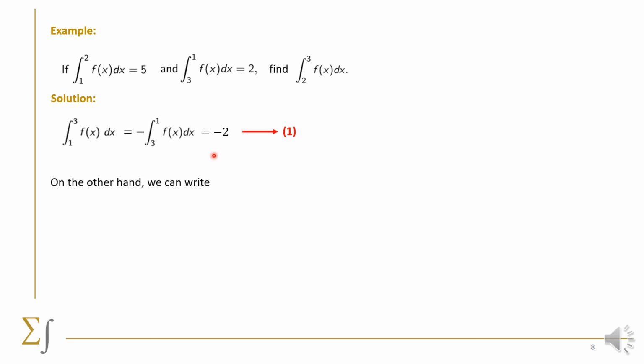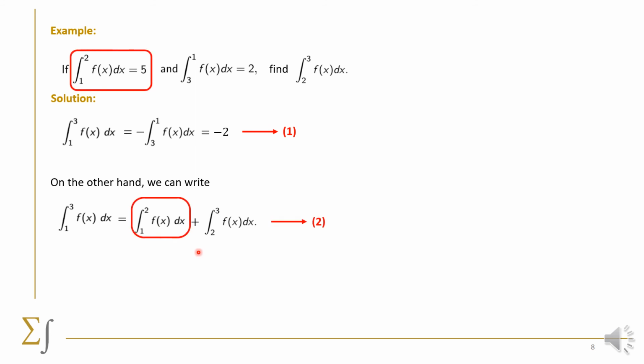On the other hand, we can write this integral from 1 to 3 of f of x as the sum of two integrals: the definite integral of f of x from 1 to 2 plus the definite integral of f of x from 2 to 3. And we call this equation 2.